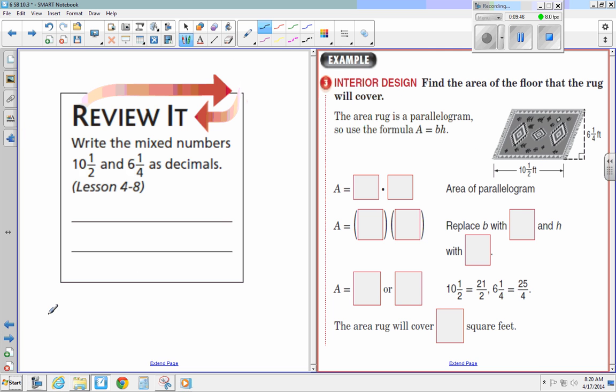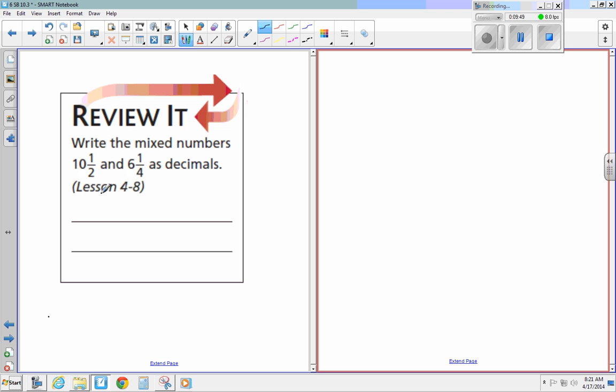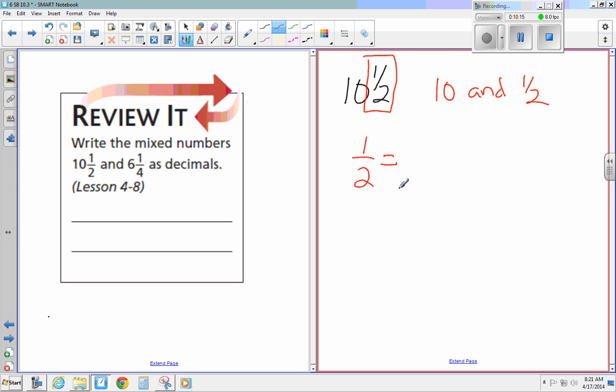All right, let's review this. Write the mixed numbers 10 and 1/2 and 6 and 1/4 as decimals. So 10 and 1/2, well, all we care about is the fraction, 1/2. If you know what 1/2 is as a decimal, it's 10 and 1/2. As long as you know what that is as a decimal, like 0.5, then you have 10 and 0.5, which would be 10.5.